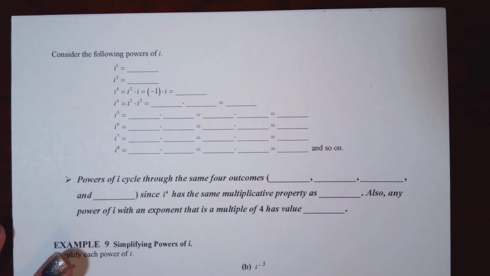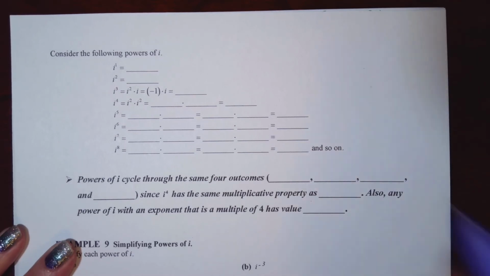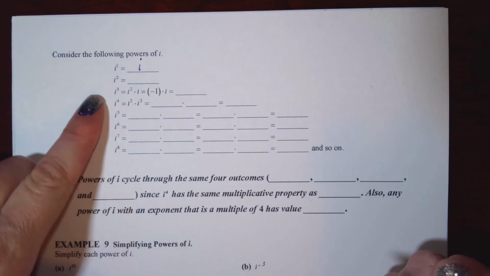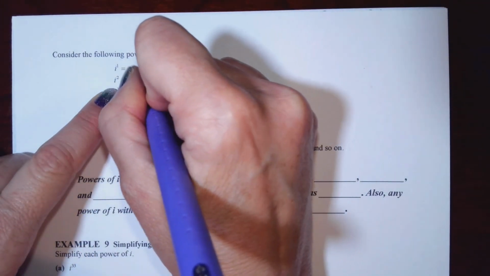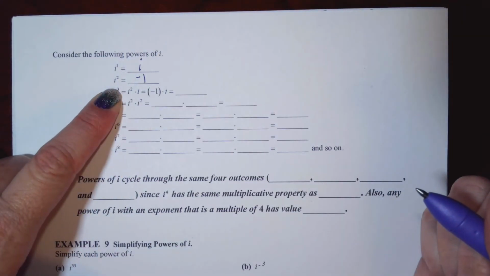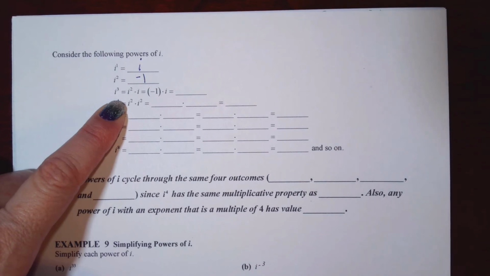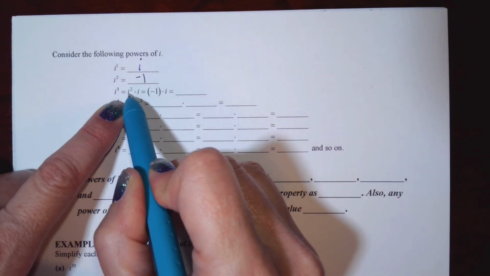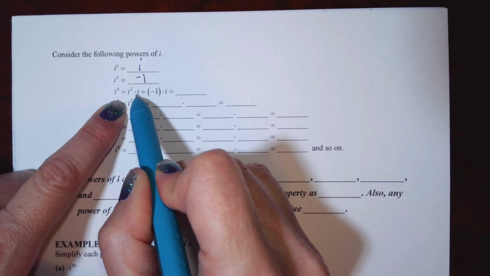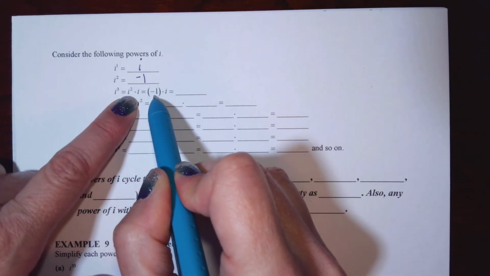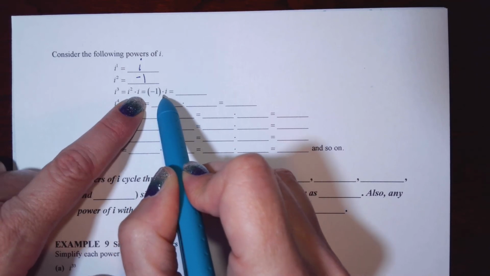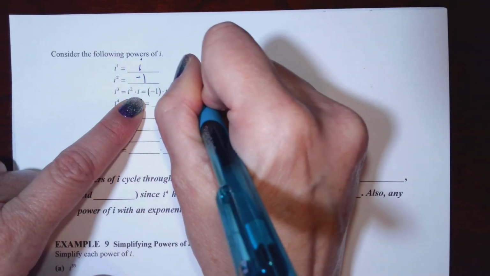Okay, anything to the first power is just itself. So i to the first is just i. And we know that i squared is the same thing as negative 1. Those are kind of our givens, right? Well, i cubed is the same thing as i squared times i, because if I'm multiplying the base, I add the exponent. And we just said that i squared is negative 1. So i cubed is the same thing as negative 1 times i, which would just be a negative i.